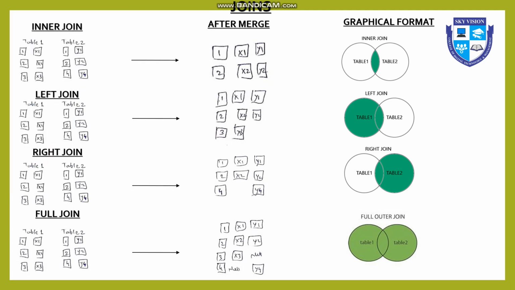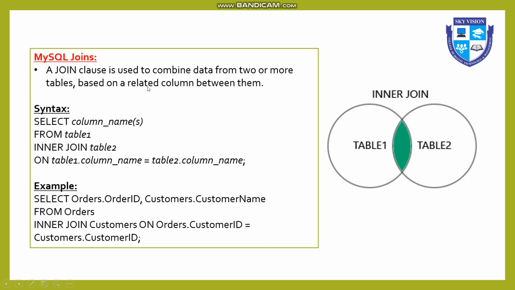Okay, let's understand the joins. If you can see, guys, we have four main types of joins. First is the inner join, left join, right join, and full join. Now let's understand one by one what exactly the inner join is.